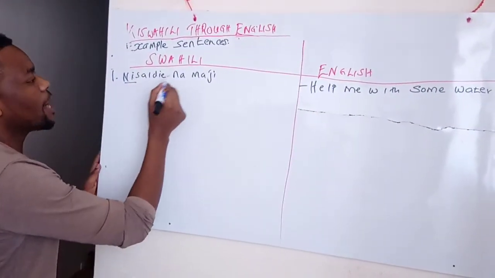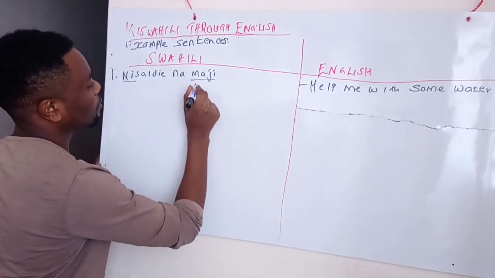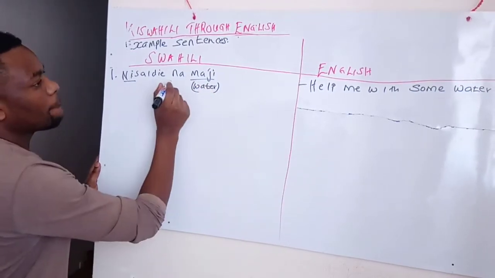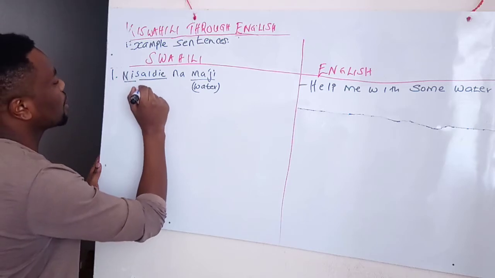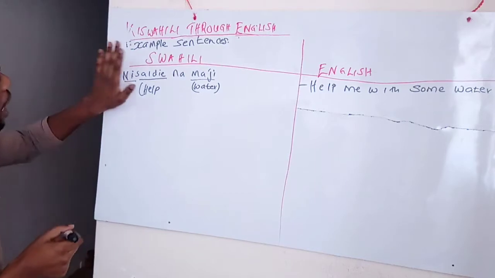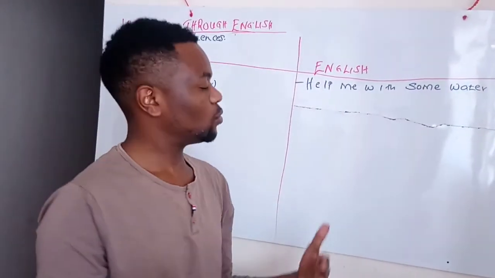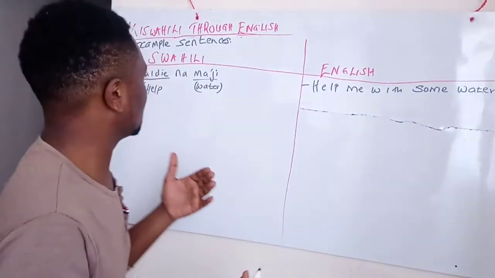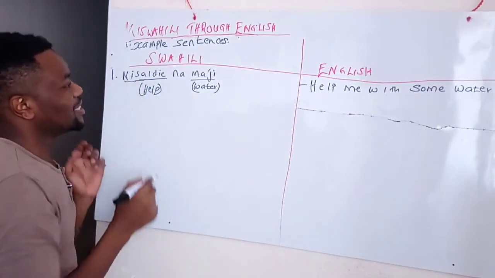So nisaidie na maji. This one is the water. Maji ni water. And nisaidie, saidie is help. Nisaidie. So up to that point is help, saidia. Saidia is the actual word that means help, but when you are using it in a sentence, it is nisaidie.